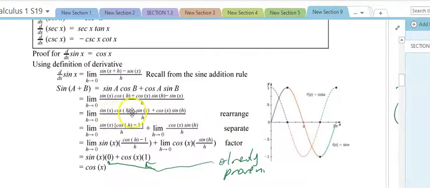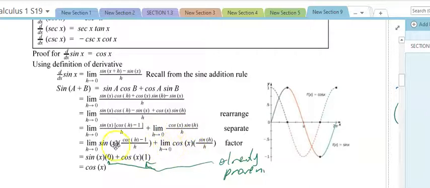If we continue to simplify and rearrange, we have sine of x cosine of h minus sine of x plus cosine of x sine of h, all over h. If we separate these into 2 parts and factor, we have sine of x times cosine of h minus 1 all over h on one side, and cosine of x times sine of h over h on the other side.